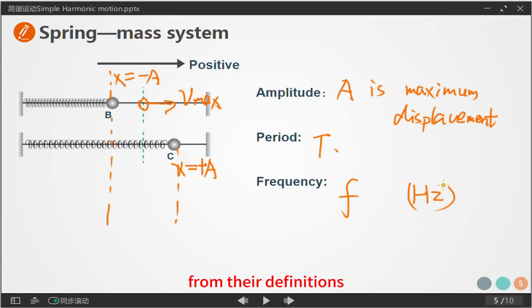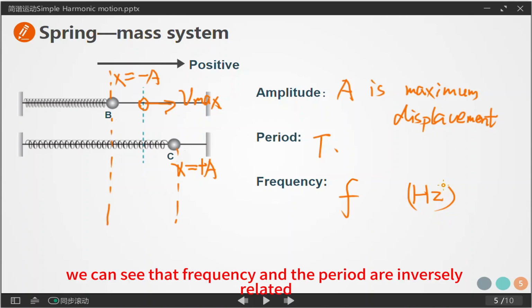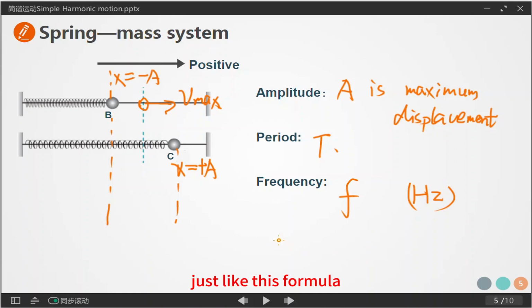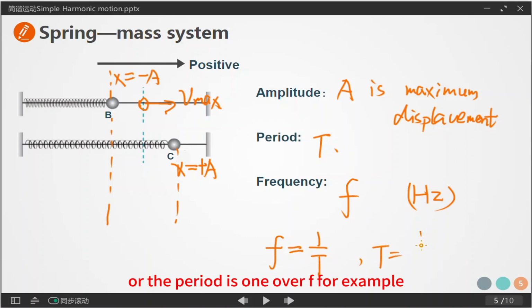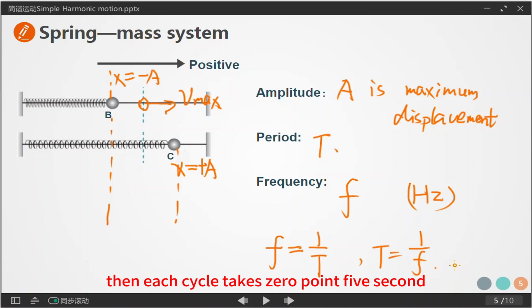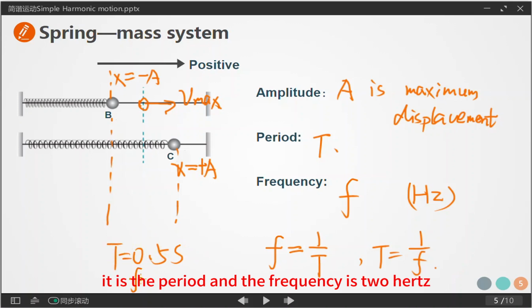From their definitions, we can see that frequency and period are inversely related, just like this formula. f is equal to 1 over the period, or the period is 1 over f. For example, if the frequency is 2 cycles per second, then each cycle takes 0.5 seconds. It is the period, and the frequency is 2 hertz.